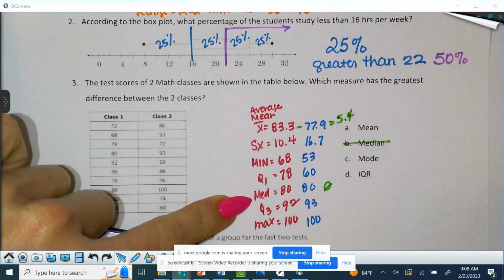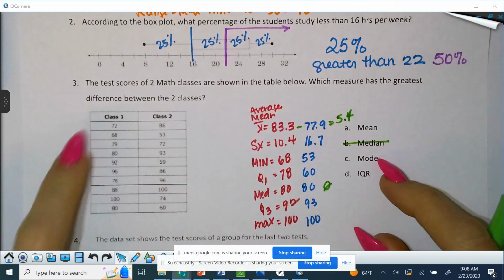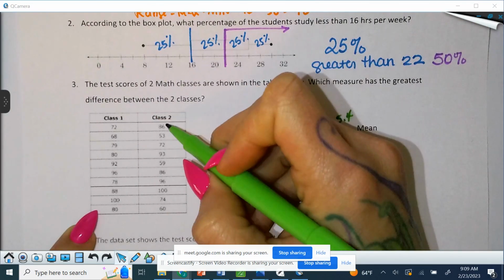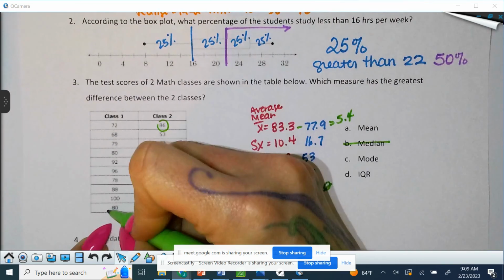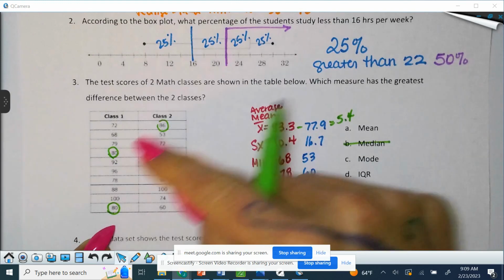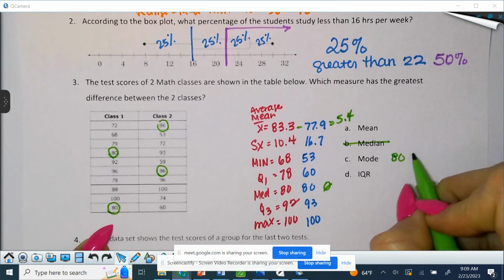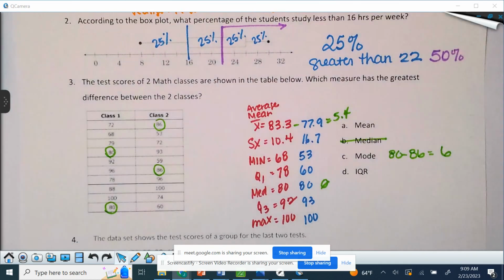Mode is the number that repeats itself the most, mode and most. So if we look in our first column, I see 86 twice. Oh, there it is, 80, 80. So 80 and 86, the difference would be 6 for our mode. And it would be -6 if we did it in that order. But absolute value, just the difference between the two, is going to be 6.